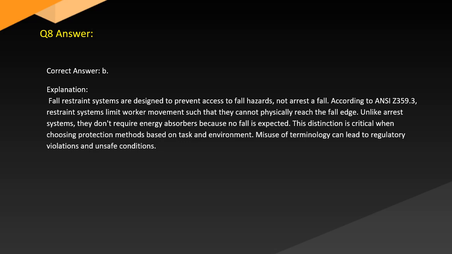Answer. Correct answer: B. Explanation. Fall restraint systems are designed to prevent access to fall hazards, not arrest a fall. According to ANSI Z359.3, restraint systems limit worker movement such that they cannot physically reach the fall edge. Unlike arrest systems, they don't require energy absorbers because no fall is expected. This distinction is critical when choosing protection methods based on task and environment. Misuse of terminology leads to regulatory violations and unsafe conditions.